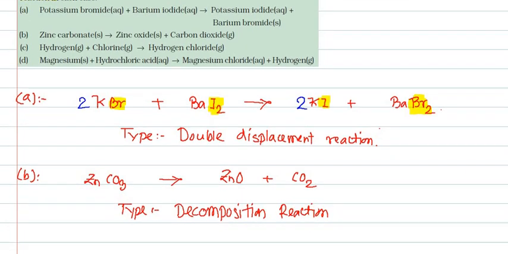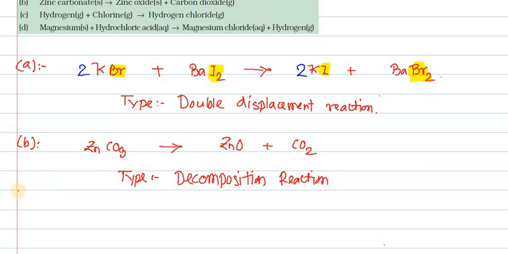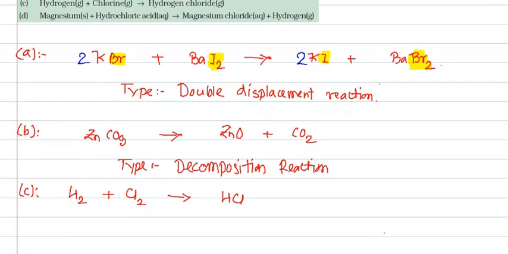Okay, let's move on to the third. The third says part C. It says hydrogen plus chlorine becomes hydrogen chloride. So it is H2 plus chlorine, which is Cl2, and it becomes HCl, hydrogen chloride. Now let's balance this first.